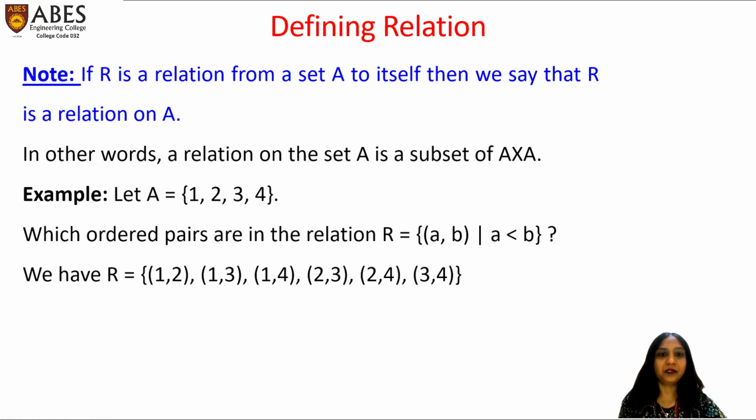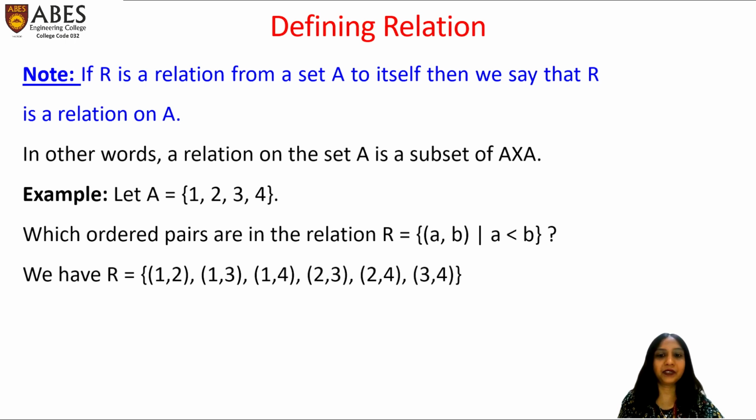If R is a relation from set A to itself, then we say that R is a relation on A. In other words, a relation on the set A is a subset of the Cartesian product of A with itself. For example, suppose we have a set A with the elements 1, 2, 3, 4. Then the Cartesian product A cross A is taken and the relation is defined.